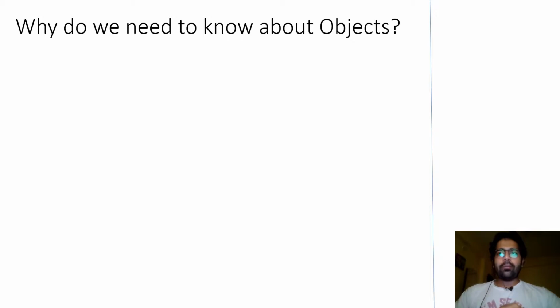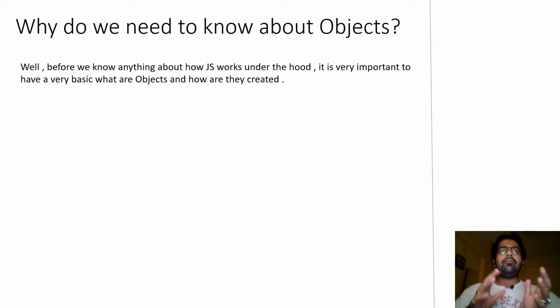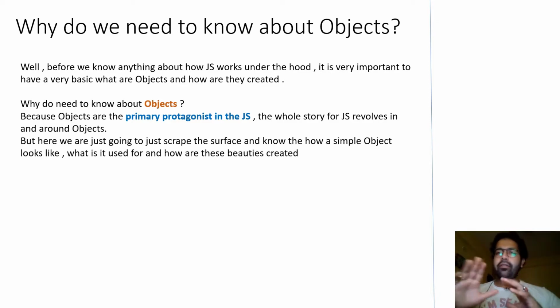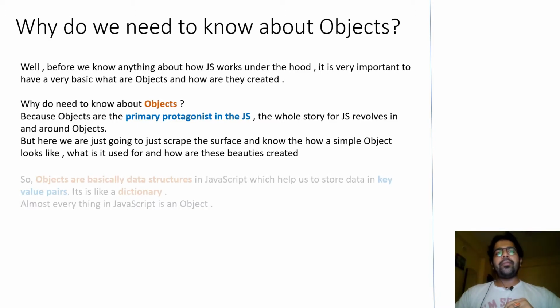So why do we need to know about objects, right? Well, before we know anything about how JS works under the hood, it's very important to understand how objects are made and what are objects, right? Why? Because objects are the primary protagonists of JS. Each and everything in JS revolves in and around objects, right? But here we will just know about the basics of it.